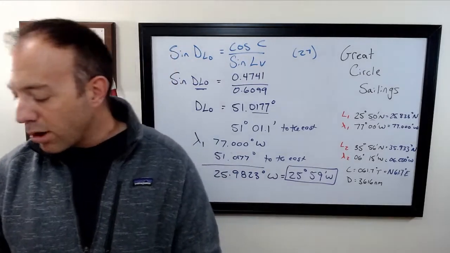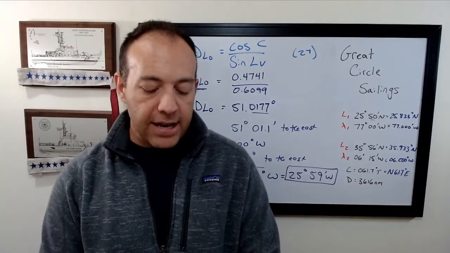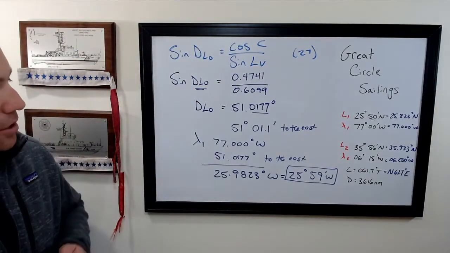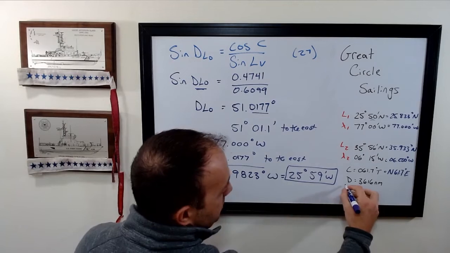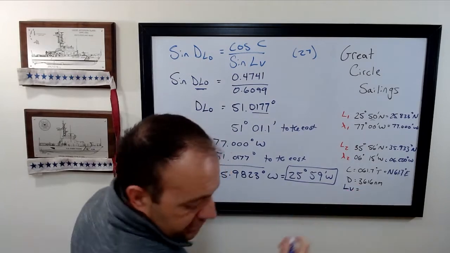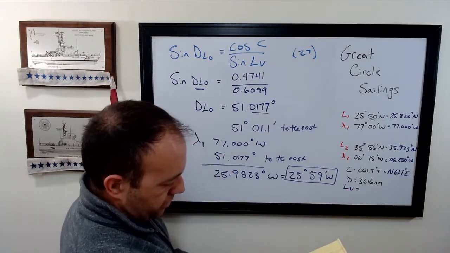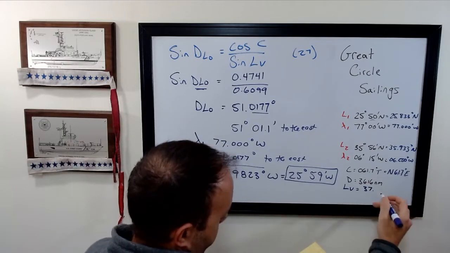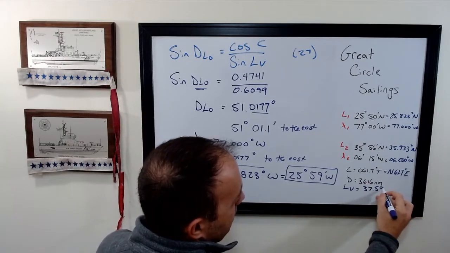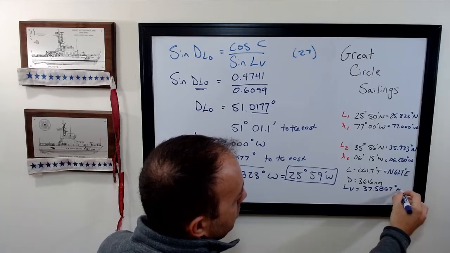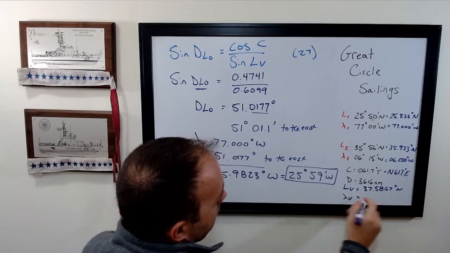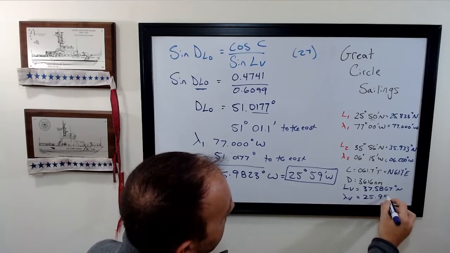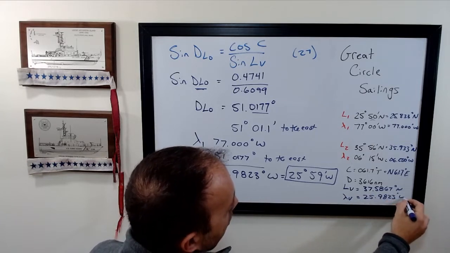So there's actually more we can do with this problem. I'm going to combine it with another one. But just to be safe, I'm gonna note the two things that we solved here. So the latitude of the vertex, what did that end up as? 37.5867 degrees north. And the longitude of the vertex we just got here was 25.9823 west.